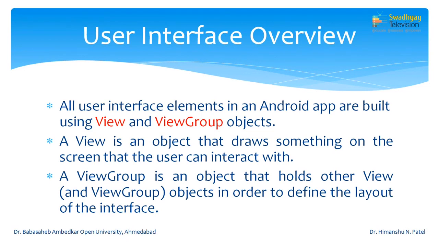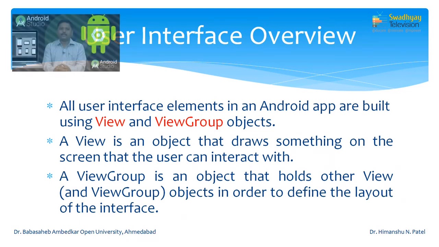So, a View is an object that draws something on the screen that the user can interact with. It is a primary means of providing interaction with the user. So, any control is a subclass of the View class, or we can say any control is an object of type View. Normally, we organize controls using different layouts.